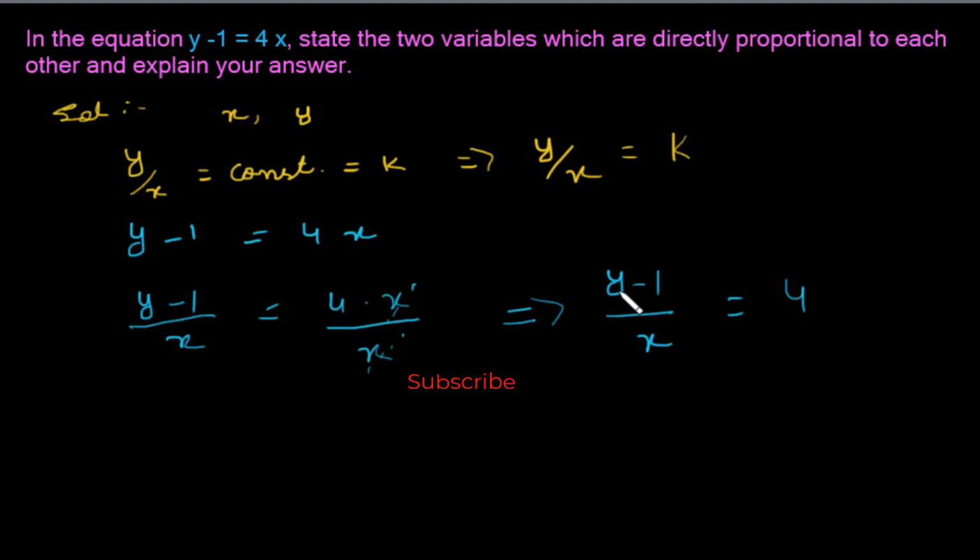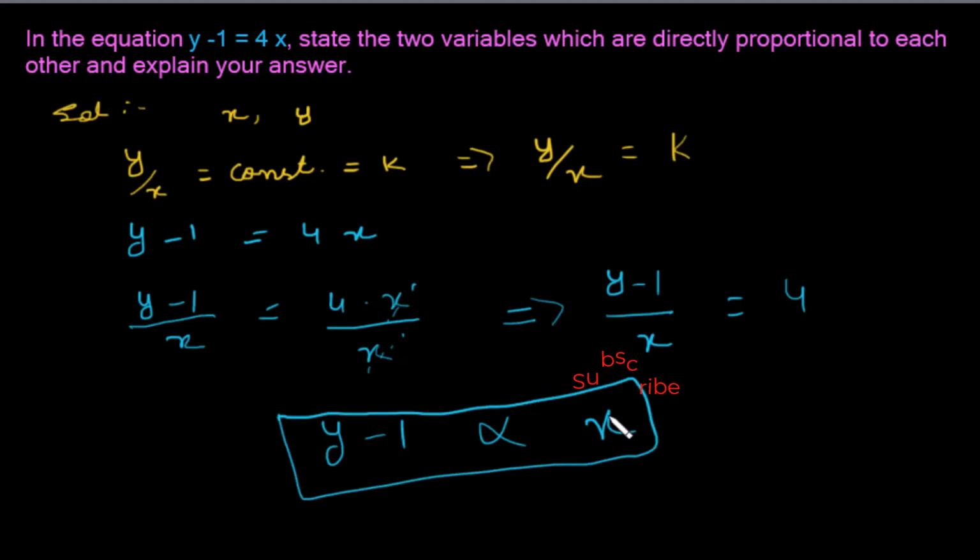As I told you, now we have a fraction or a ratio on one side of equality and the other side is equal to a constant. So this is an equivalent equation to the direct proportionality condition. So here I will say that y minus 1 is directly proportional to x. So we came to know that y minus 1 is directly proportional to x. These are the two variables, y minus 1 and x, that are directly proportional to each other in this equation.